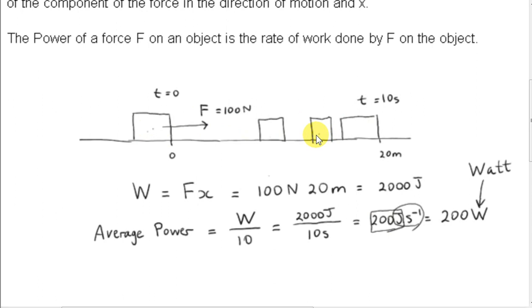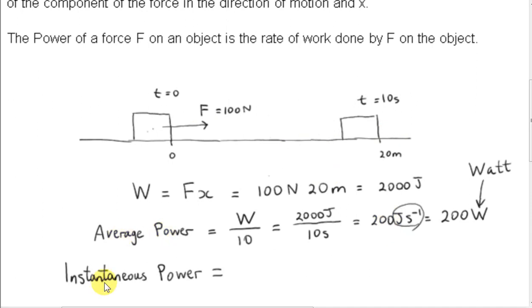So if it moves from here to here, say in 1 second, the work done by the force involves multiplying the force of 100 newtons by the distance travelled. But that distance covered in 1 second depends on how quickly the object is moving. The faster it's moving, the greater distance the object will move. And the greater the distance, the greater the work done by the force. So the greater the distance covered by an object in 1 second, the greater the work done by F on the object during that 1 second. So that's why this 200 joules per second is just an average.